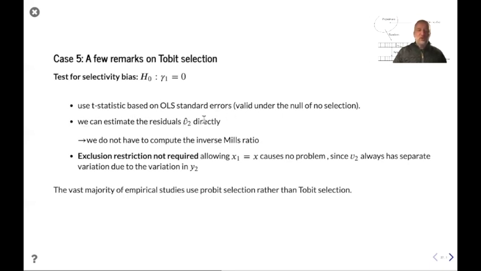We can estimate the residuals V2 directly. We don't need to compute the inverse Mills ratio, which is really like a generalized residual coming out of a binary response model. So it's a little bit like that, a residual taking into account the selection. Exclusion restrictions are important here. We don't really need to have any exclusion restriction. So we can actually have x1 equal to x, and that would cause no problem, since V2 always has separate variation.